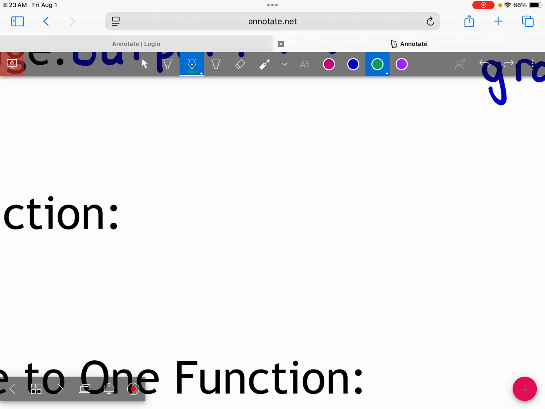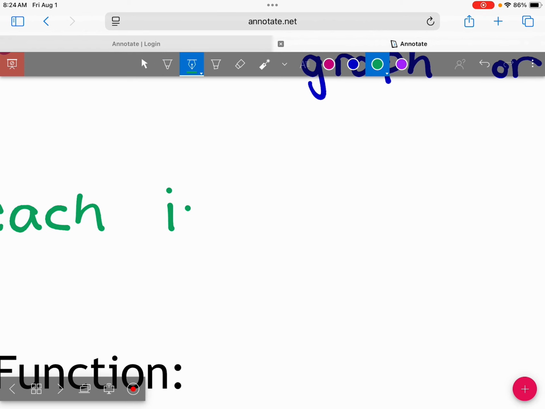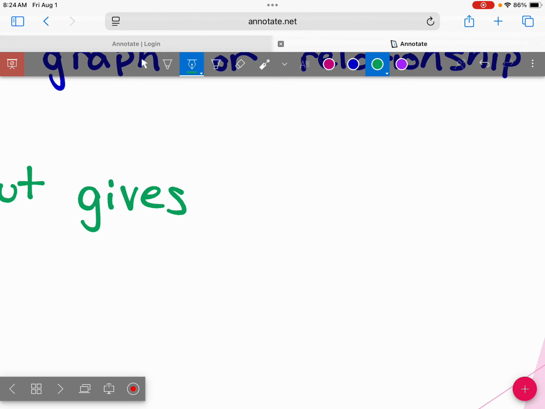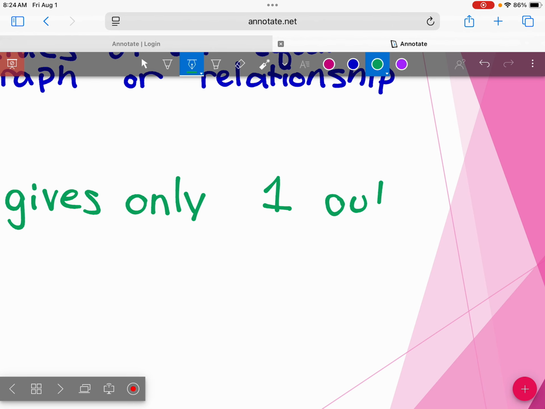So a function means that each input, so no matter which button I press, it's only going to give me one output. So each x gives me only one y. I can't substitute 2 into an equation and get both 7 and 12. Like, I can't get more than one answer for each x.